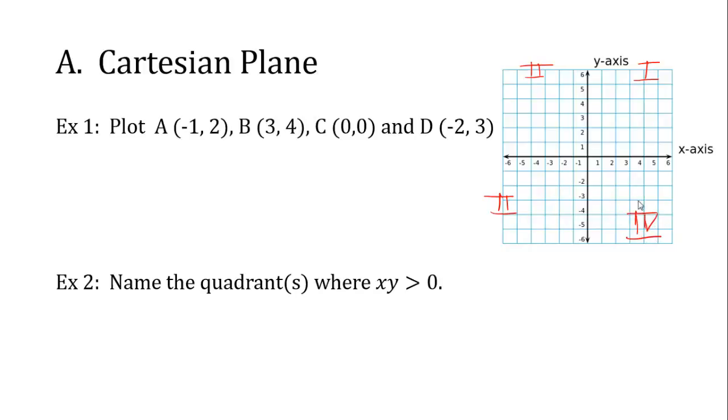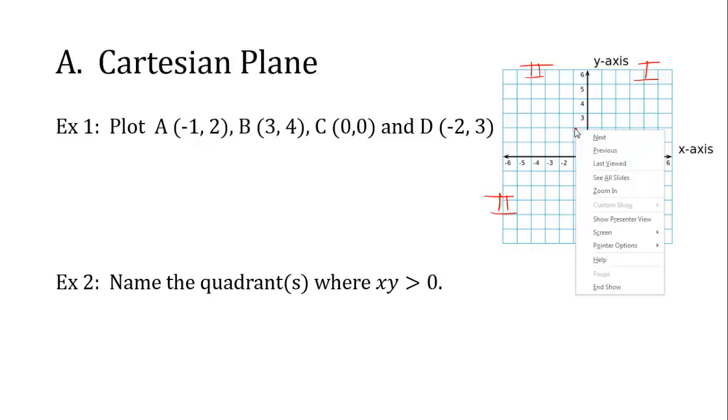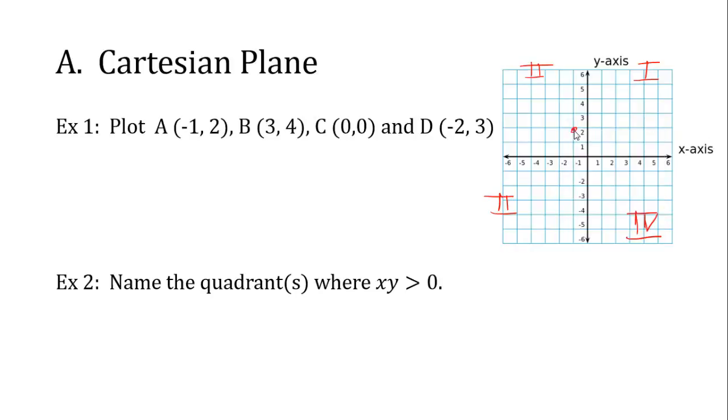Okay, you should remember that. Then you should be able to plot points given the coordinates. For instance, point A is at -1, 2. So at -1, +2, I can put a point, draw my point, and I need to make sure I label it. That's A. B is at 3, 4.